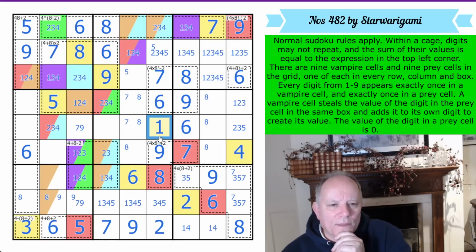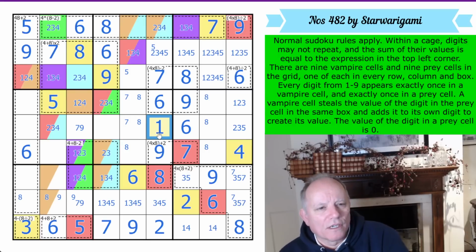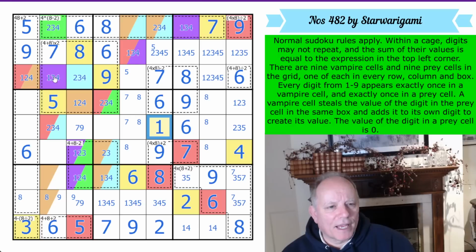Every low digit is something. That is not green or blue. It's either violet or orange. And it's a 1. Which I could have known from here because 1 has been confined to those cells in this region.